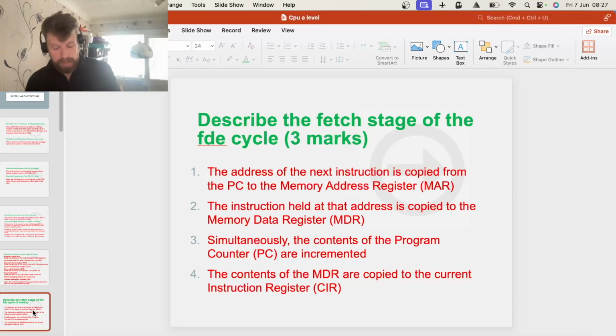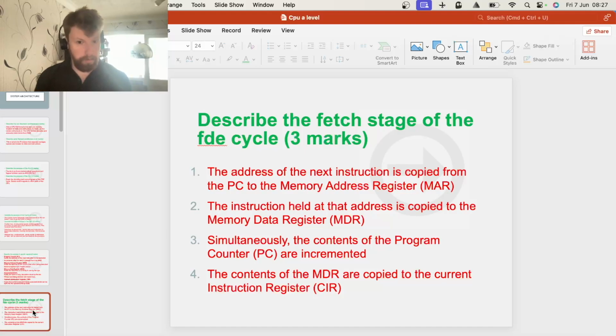More of an A-level thing as well is the idea of the FDE cycle. You need to know what the registers are doing at each individual stage of the FDE cycle. It could be a fill in the blank, or it could literally be what the registers are doing at the fetch stage of the FDE cycle. So I've tried to list it and number it for you.